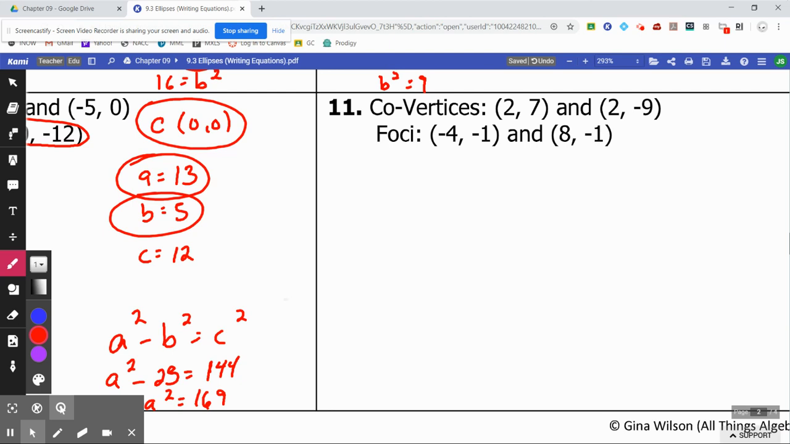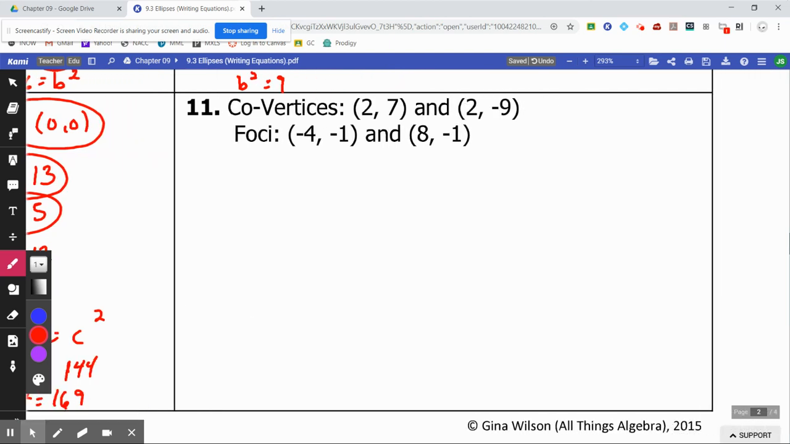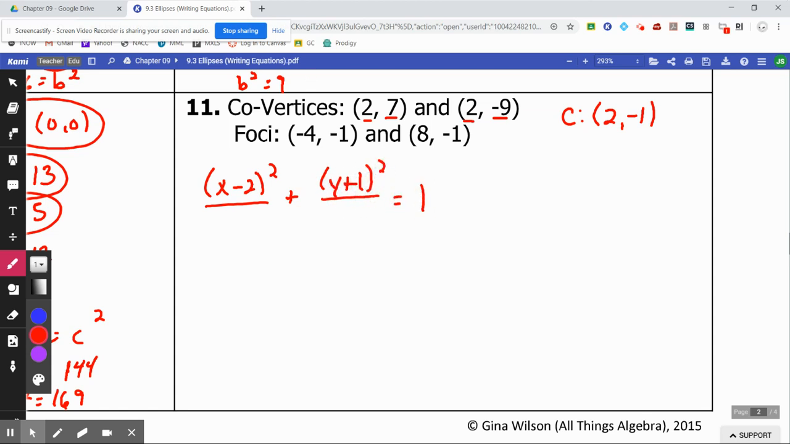Okay, the last one. Again, gives you co-vertices and foci. Step number 1, find the center. Add your x's, divide by 2. Add your y's, gives you negative 2, divide by 2. So therefore, you have x minus 2 squared over something plus y plus 1 squared over something else equals 1.